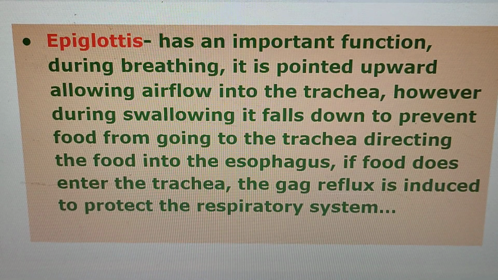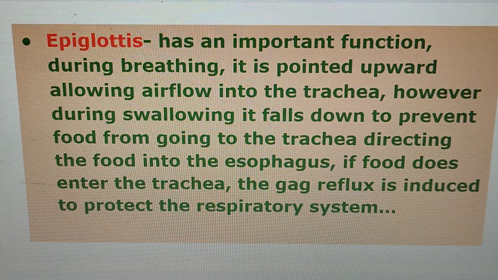Then there is the epiglottis. It has an important function during breathing. It is pointed upward, allowing airflow into the trachea. However, during swallowing, it falls down to prevent food from going into the trachea, directing the food into the esophagus. If food does enter the trachea, the gag reflex is induced to protect the respiratory system. So the epiglottis is like a flap that works to keep food from getting into the trachea, and it goes directly into the esophagus.